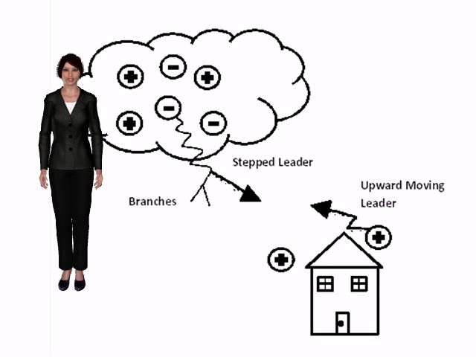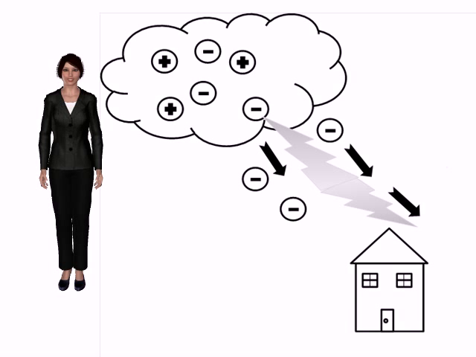A stepped leader of negative charges moves downward in a series of steps. As it nears the ground, a positively charged leader travels up from such objects as trees and buildings. The two leaders generally meet about 165 feet above the ground. Negatively charged particles then rush from the cloud to the ground along the path created by the leaders.